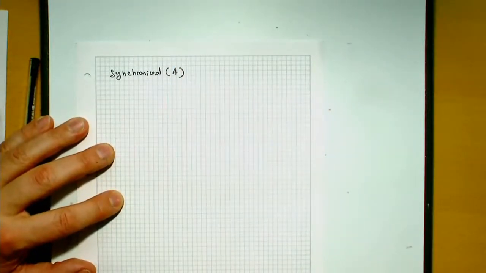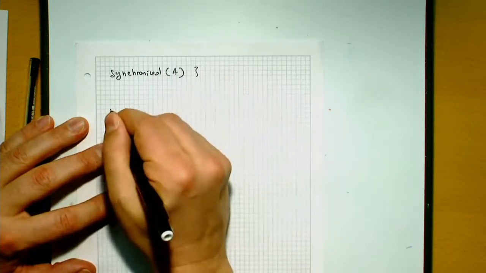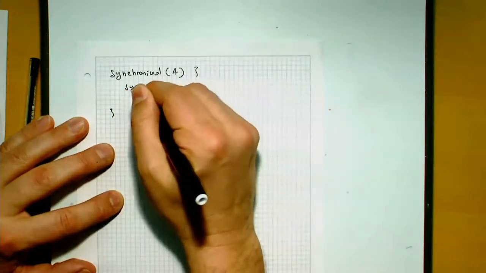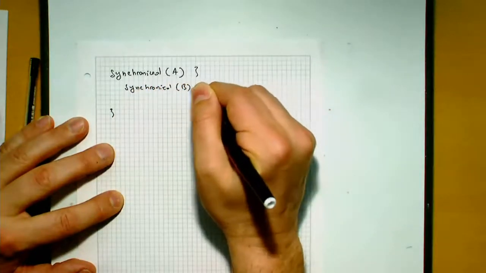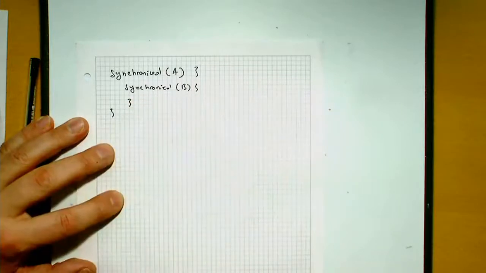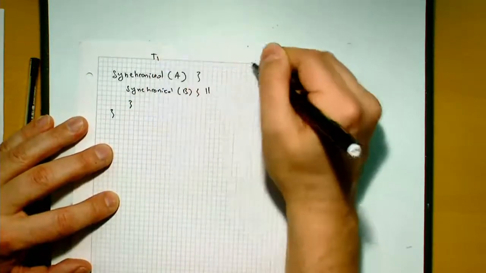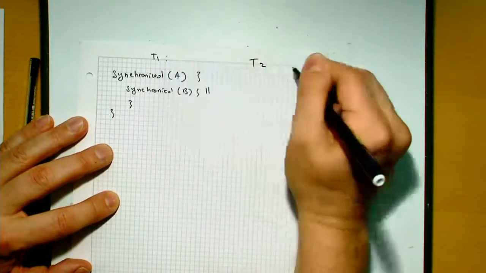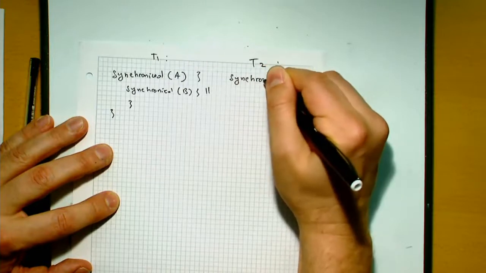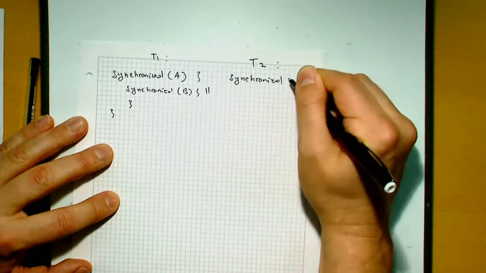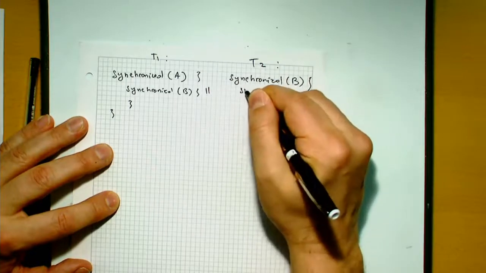Synchronized A. Okay. So one thread does this, thread 1. And another thread does this. What do I want to write? Can you predict? Can somebody complete the bug for me?